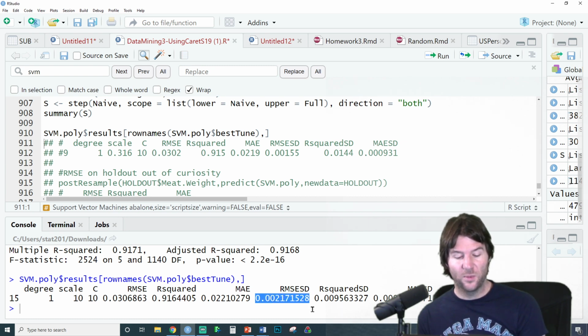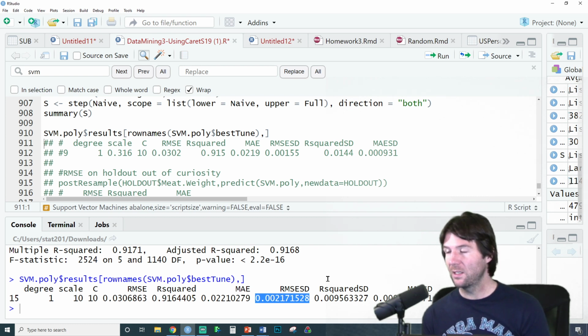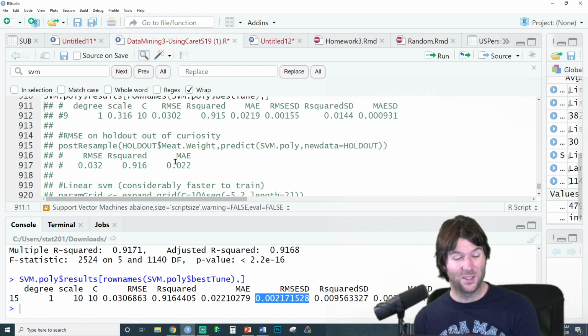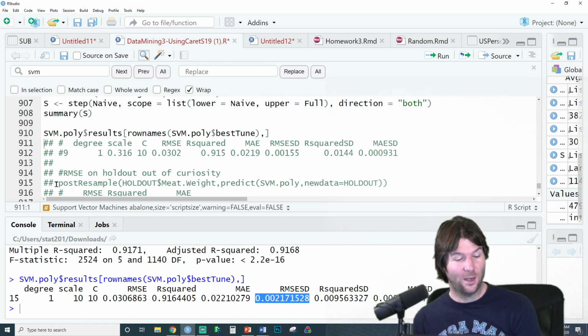If you notice, the RMSE standard deviation tells us our uncertainty in it, so all these models I created are very, very similar. I would increase the tuning grid on this support vector machine to see if it worked better. Let's look at how it did on the holdout.